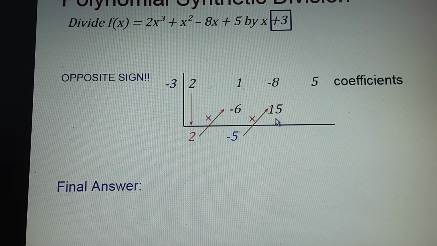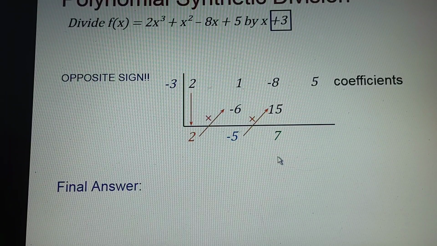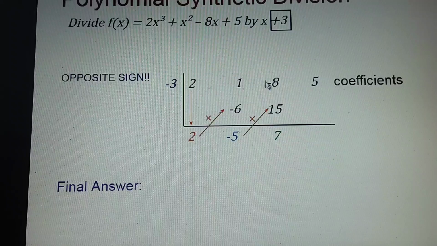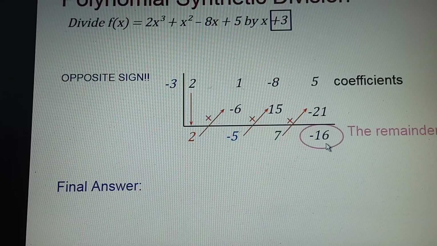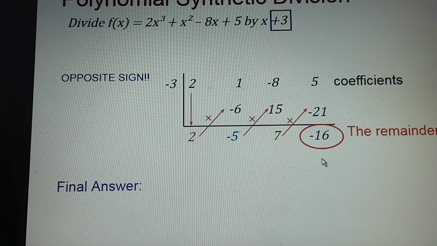Then again, I do this math problem: negative 8 plus 15 gives me a 7. The answer goes outside the box, and then I do the process again. So 7 times negative 3 is negative 21, which goes inside the box. Then I do this math problem: 5 minus 21 gives me a negative 16.